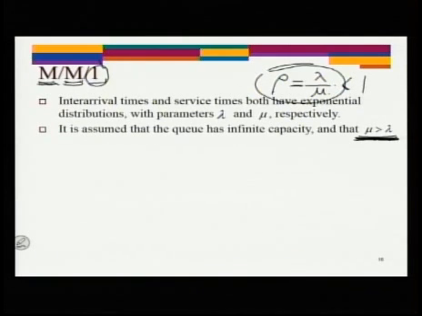So let's draw a rate diagram for the M/M/1 model, starting from state 0, 1, 2, 3, 4, and so on.